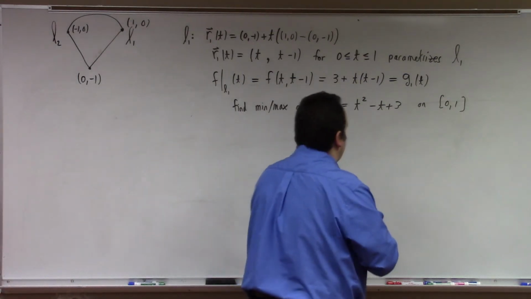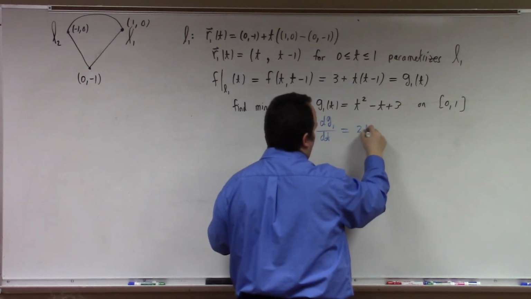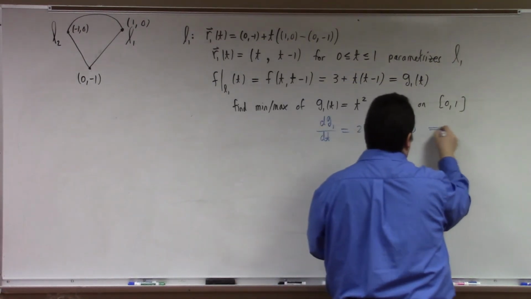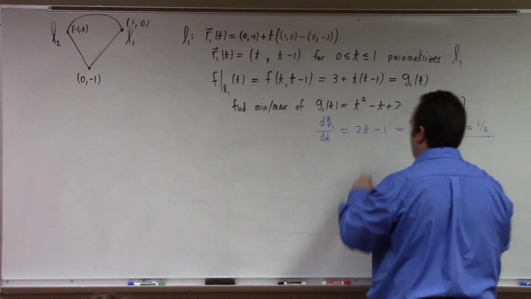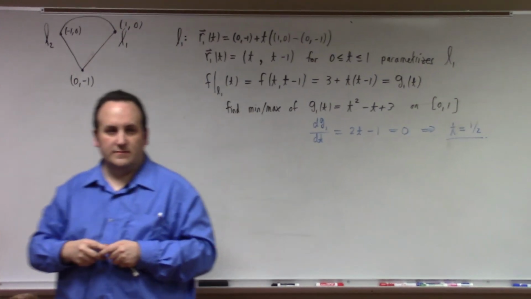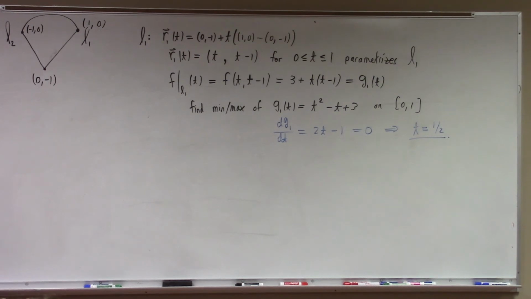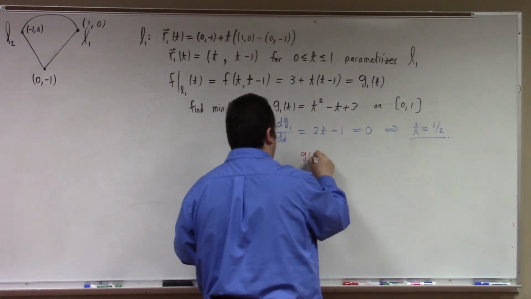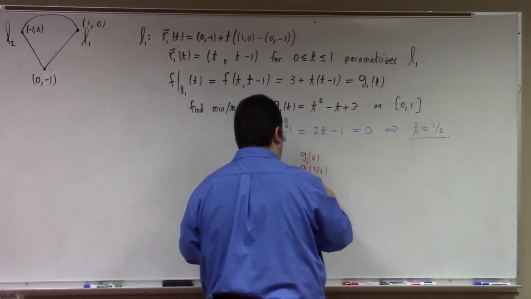So how do we solve this? Pretty simple. What's dg1 dt? 2t minus 1. If that's equal to 0, what's that say? Looks to me like t is going to be a half. So that's my critical point in the interior of the closed interval. And what do I have to check? I've got to check endpoints and the interior critical points on 0 to 1. And so what do you got? Got to check your g1 of 0, your g1 of a half, and your g1 of 1. What's that give you?